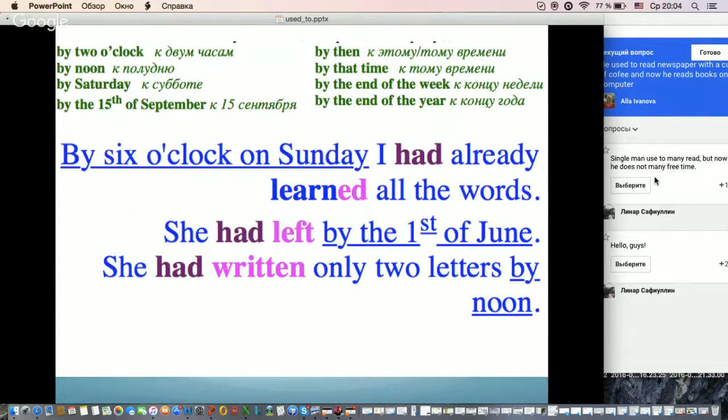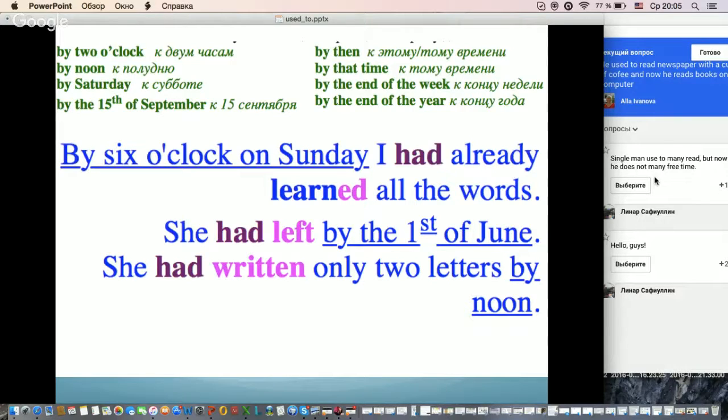Какие у нас есть маркеры для past perfect? Итак, если у нас не указано никакое прошедшее действие, то вместо этого может быть указано какое-то время. И очень часто это могут быть следующие конструкции. By 2 o'clock, то есть к 2 часам. By noon, к полудню. By Saturday, к субботе. By the 15th of September, for instance, то есть к 15 сентября.